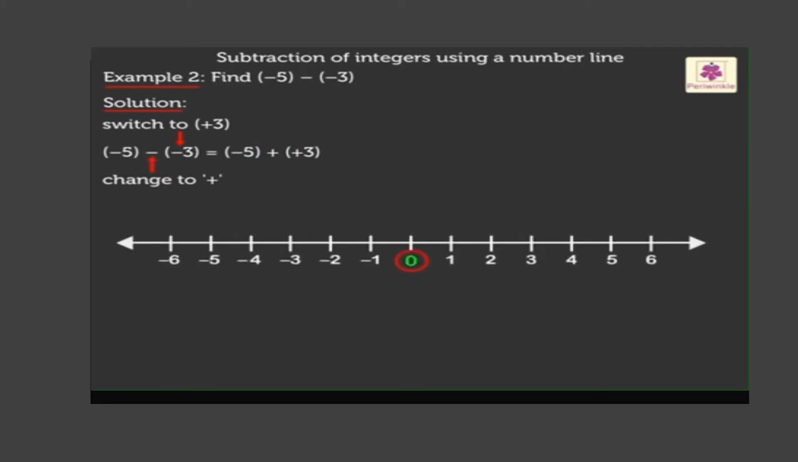Start from 0 and move 5 places to the left, that is in the negative direction. From this point, we move 3 places to the right and reach -2. Thus, we get the answer as -2.